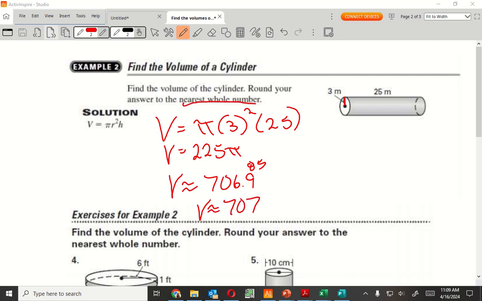What are my units? Meters cubed. There we go.